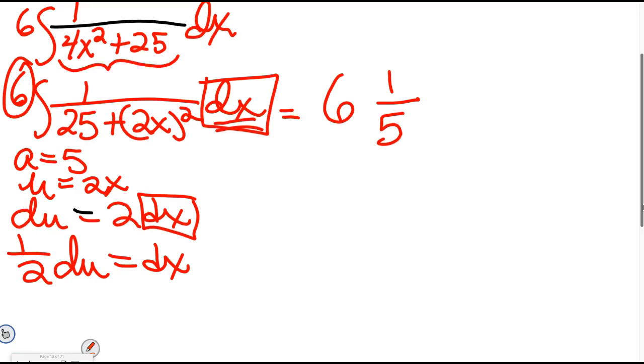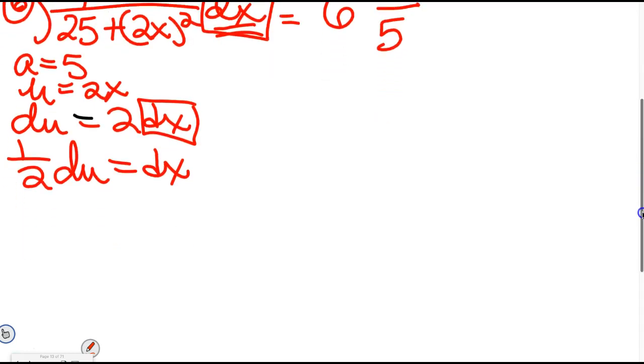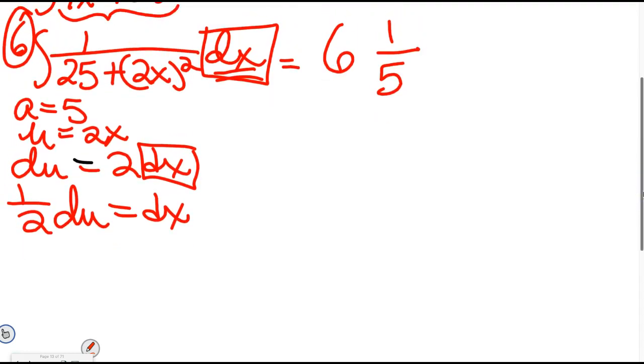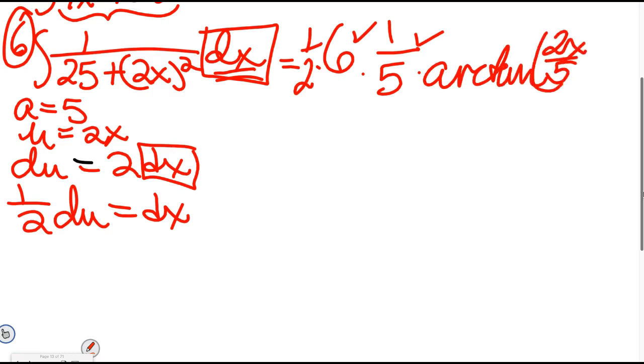This would be arctan(u/a). And don't forget the fraction correction as well. So we have the 6 out front, we have 1/a, we have a fraction correction, and then we have arctan(u/a). All of this from last year.